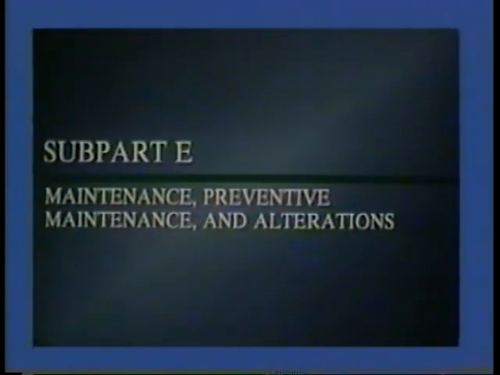FAR Part 91, titled General Operating and Flight Rules, sets the requirements for inspections and record keeping for general aviation operations. On August 18, 1990, FAR Part 91 was recodified. The majority of the regulations dealing with inspections and records are now in Subpart E, titled Maintenance, Preventive Maintenance, and Alterations. FAR 91.403 states that the owner or operator of an aircraft is primarily responsible for maintaining that aircraft in an airworthy condition.